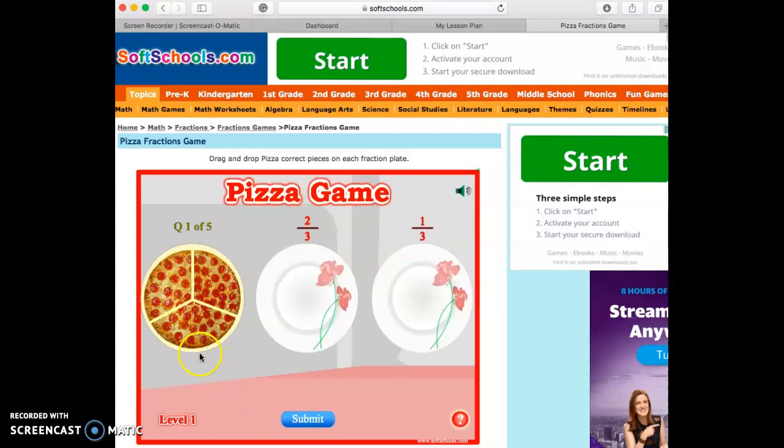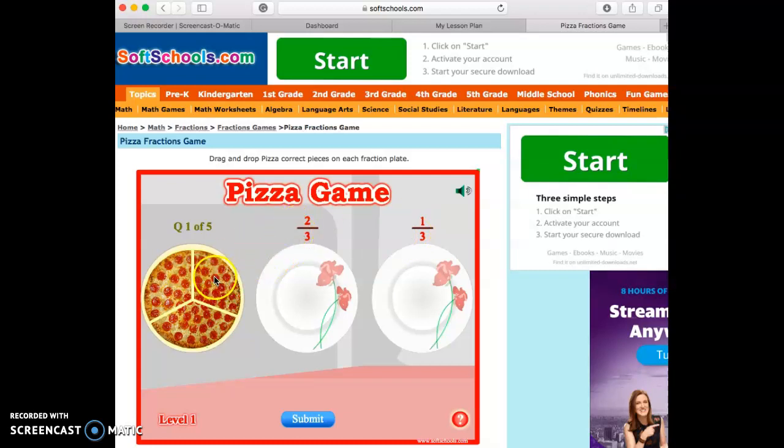As you see, you get a whole pizza here that is divided into a certain amount of pieces. Here we have 3 equal pieces. And then you have 2 plates, and each plate is asking for a fraction of the whole pizza. In other words, it's asking for a certain amount of pieces of pizza from the entire whole. So this plate right here is asking for 2 out of the 3 pieces of pizza that we have. And this plate here is asking for 1 out of the 3 pieces in our whole. So we're going to go ahead and do this one.